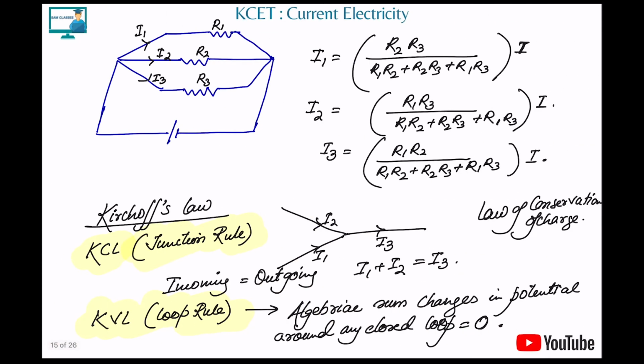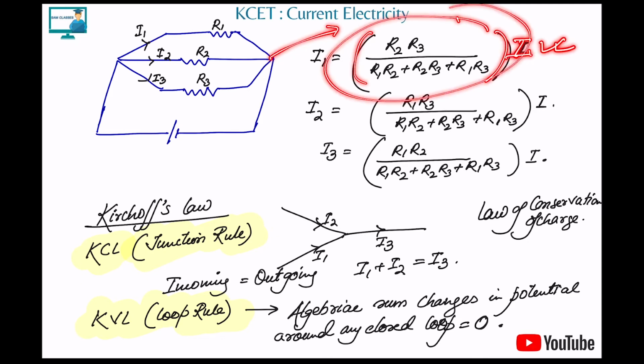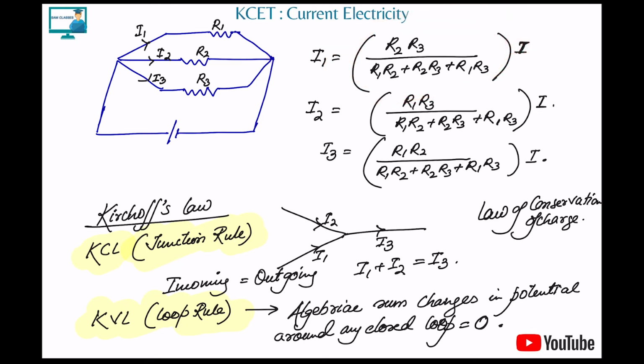Now for three resistors, I'll show you tricks to solve it more efficiently. But still, if somebody is very good with formulas, they can mug up this formula and solve a lot of questions based on it. So it will be easy. It's like a base theorem. So I1 is equal to R2 R3 by total. I2 will be equal to R1 R3 by total. So you can understand like that.